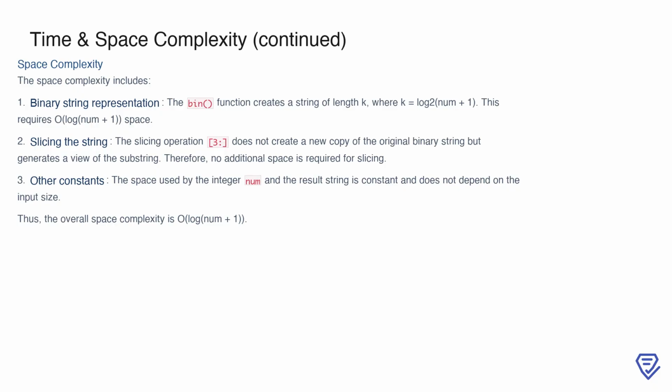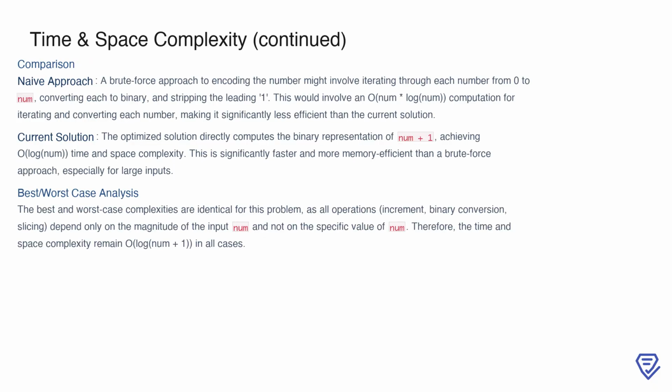Beyond that, the space required for the integer number and the result string is constant and does not grow with the input size. Therefore, the total space complexity of the solution is O(log number + 1). To understand the efficiency of this solution, let's compare it to a naive approach.